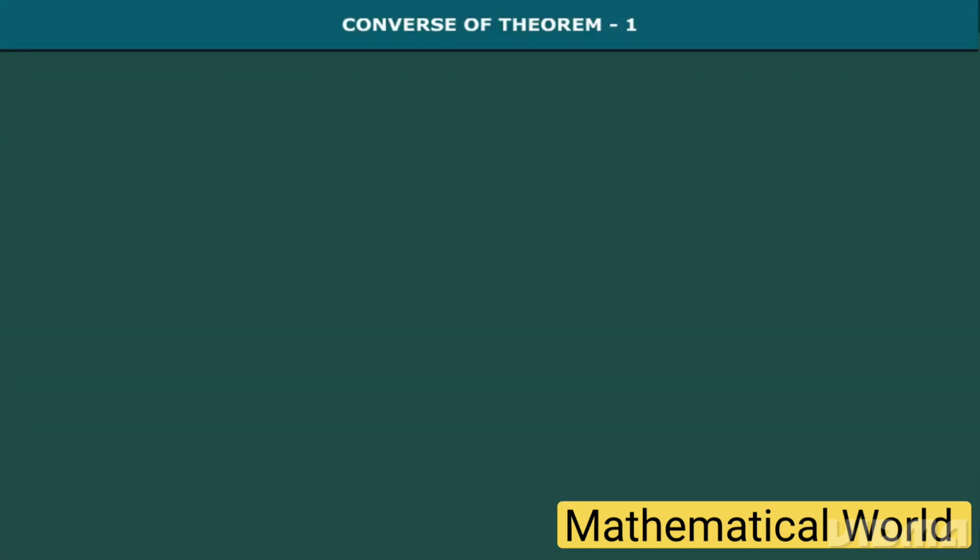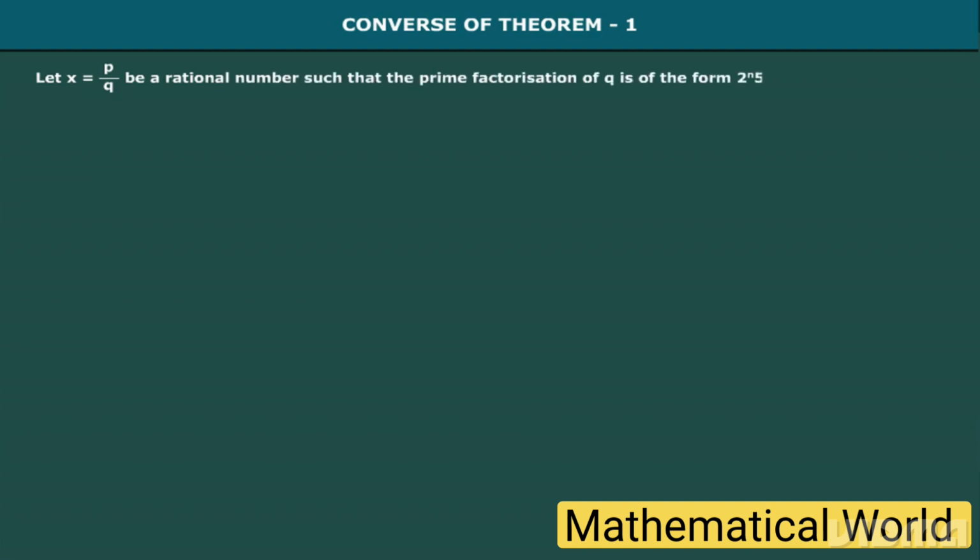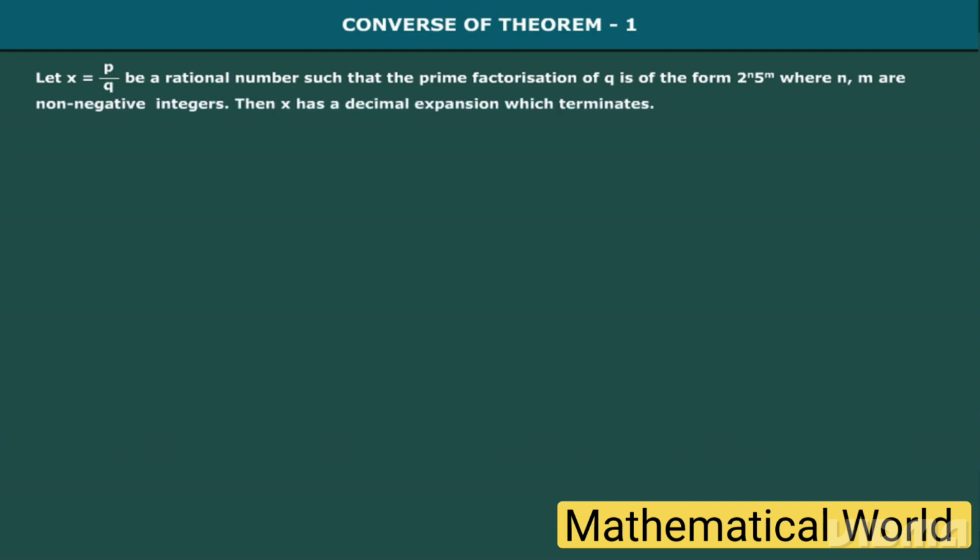Converse of theorem 1. Let x equal to p by q be a rational number such that the prime factorization of q is of the form 2 raised to the power n into 5 raised to the power m, where n and m are non-negative integers. Then x has a decimal expansion which terminates. Here is an example to understand this theorem.